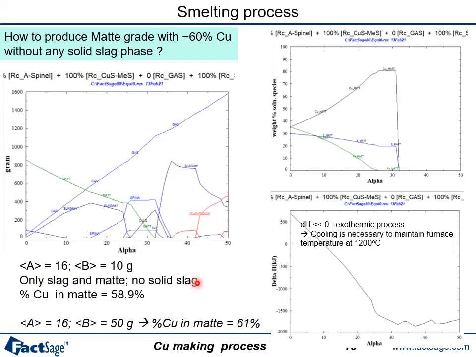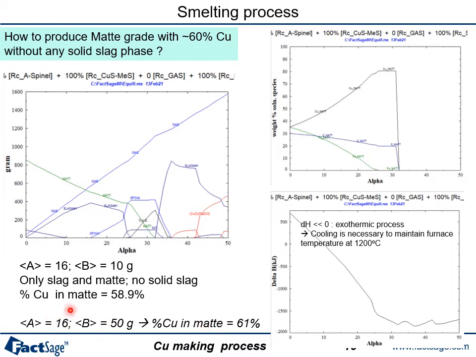Okay, and by the way, if you change the B, the SiO2 flux amount, to 50 gram, you can produce the copper matte, which is close to 61%. Okay, however, you're adding more flux first of all, and by adding more flux, you'll increase the burden for your furnace as well. So you have to think about what would be the good balance for you.